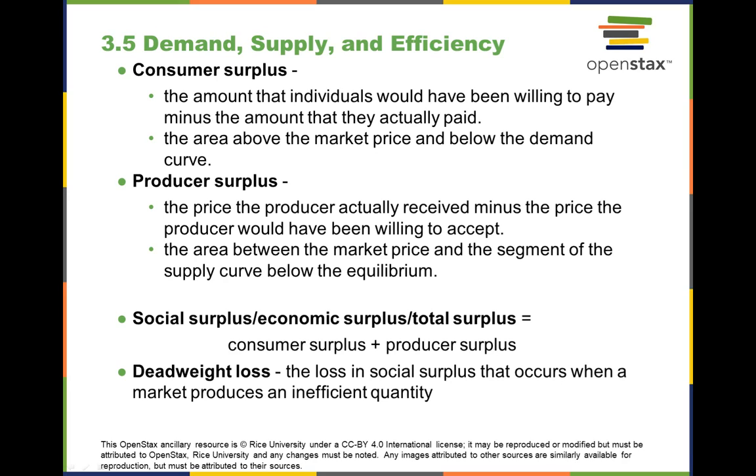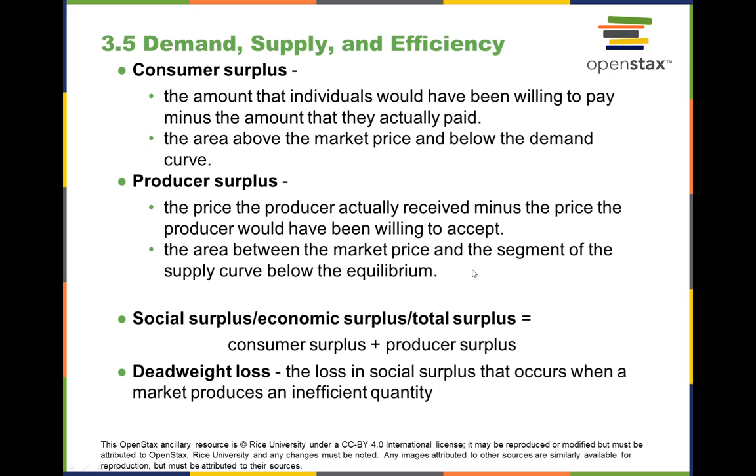Now let's look at consumer surplus and producer surplus. This is the benefit that both get by either not paying as much or getting more money than they might have at all other points in the opposite direction of where their surplus would be. A social surplus is the consumer surplus plus the producer surplus. So this is both of them combined. Deadweight loss is the loss in social surplus that occurs when a market produces an inefficient quantity. And so we'll look more at that later.